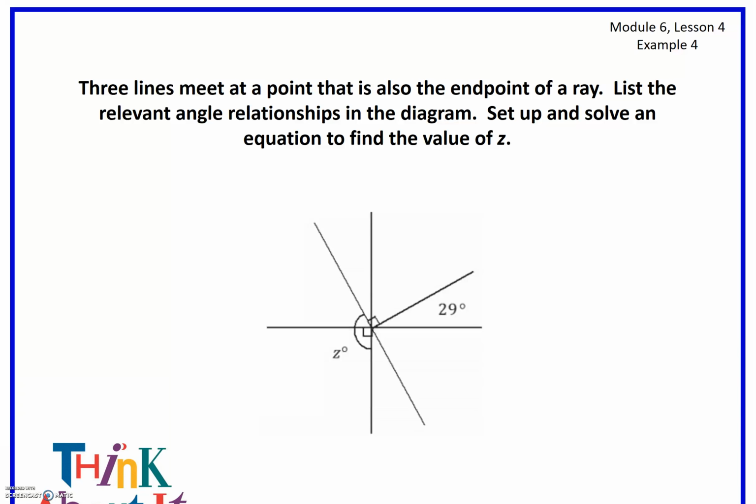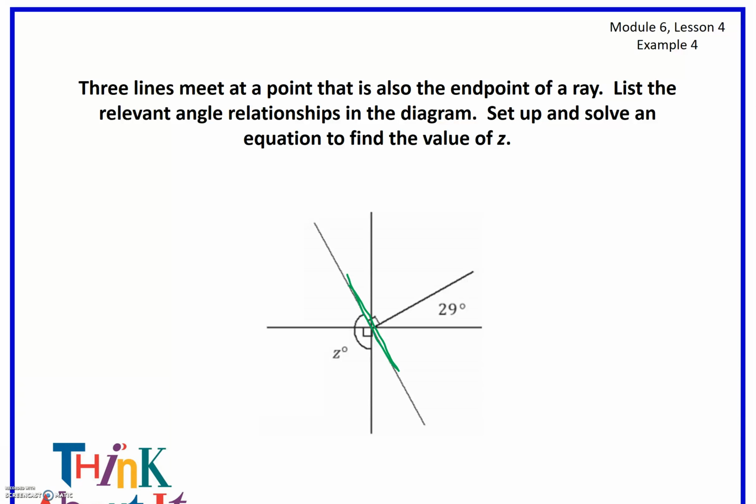Example 4 is finding angles that we may not need, but we need to find them in order to find what they're asking for. So we may have to do some math to figure this out. It might just not be obvious. So let's take a look. We need to find the value of z. Now, if I wanted to find the value of z, I would probably want to use this 180 degree line here.